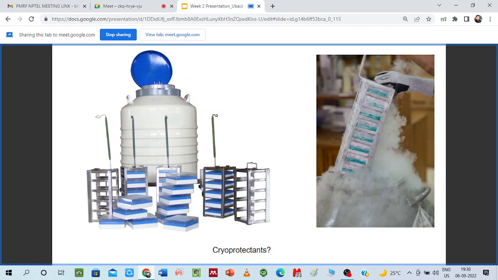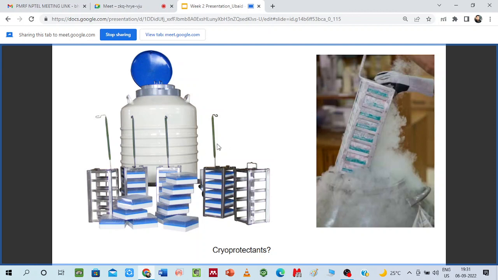And outside also, in the media, ice crystals get formed, and these ice crystals are very prickly, and they damage the cells. And after that, the cells will die in the storage conditions, and we will not be able to revive the cells after some time, maybe if we revive after one year or 2 years.